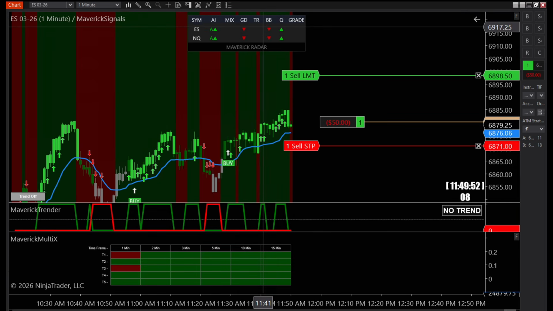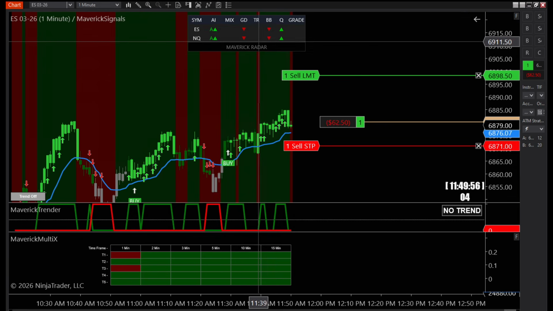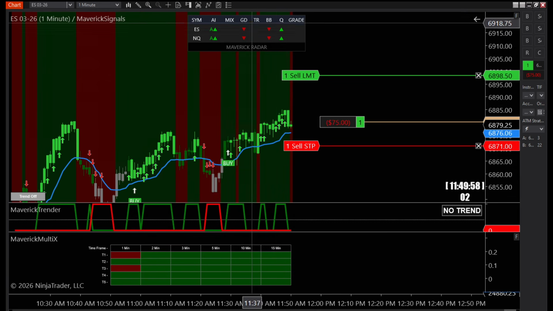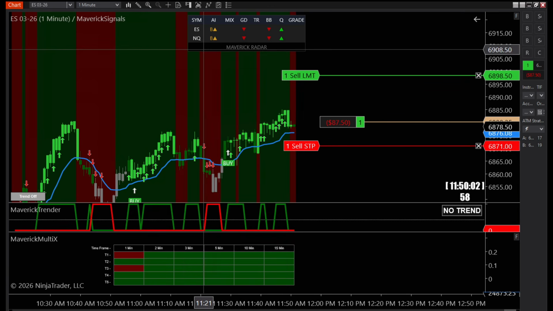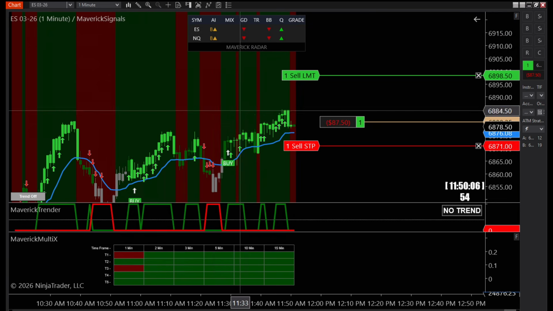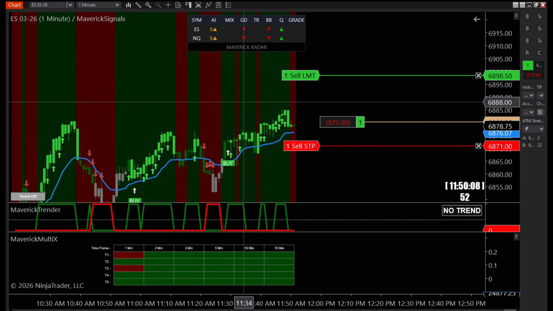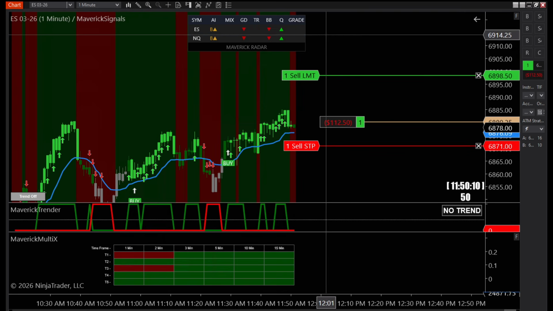Maverick Trender, which by the way, I think I have this set for a different time frame. I'll have to check in a second because we are above the Maverick Guide. It's saying it's below. You can set this Maverick Radar to multiple time frames. Right now I'm on the 1 minute, but you could set this to the 5 minute to get more of an idea of the overall trend.